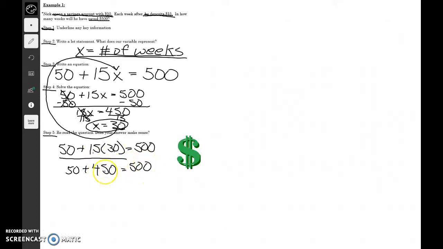So then 450 plus 500, or my bad, 450 plus 50 is going to be 500. So here we get 500 is equal to 500. So if those two are equal, then we know our answer is correct.